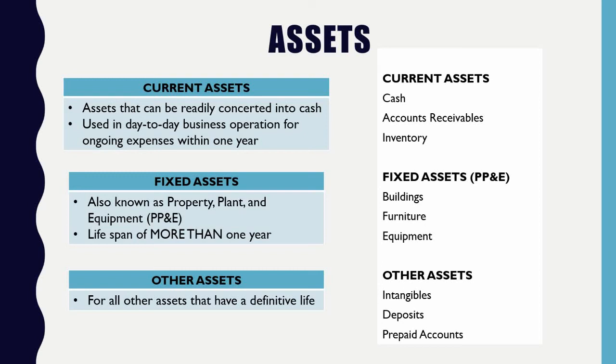Number one, your current assets are anything that you can liquidate, okay, and convert into cash immediately. Your fixed assets are anything that's property, plant, or equipment, okay? And your other assets are anything that you can't physically touch. So intangibles such as copyrights, licenses, rent deposits, etc. Okay? Any questions in regards to assets? Okay.